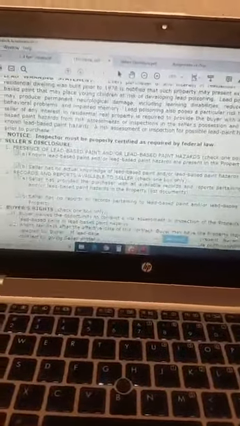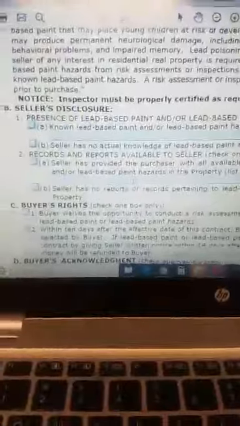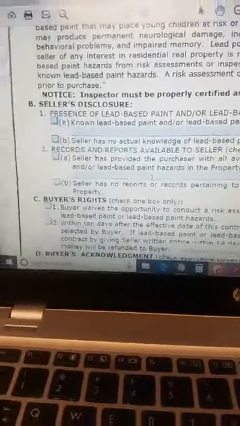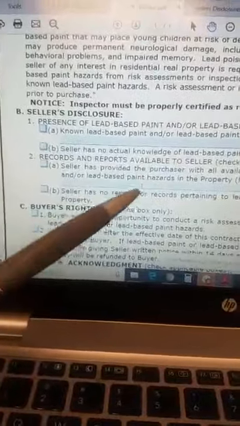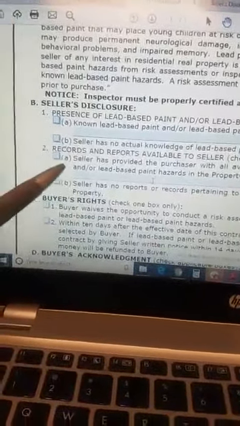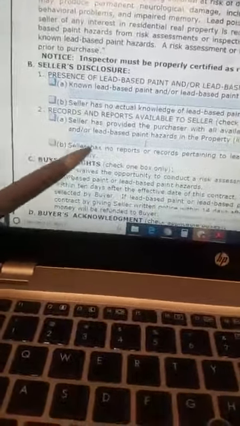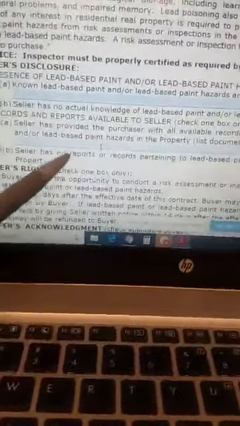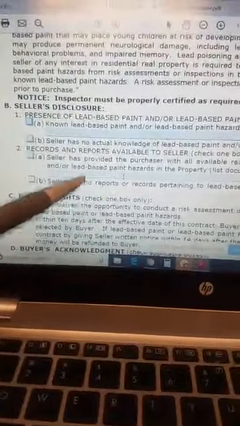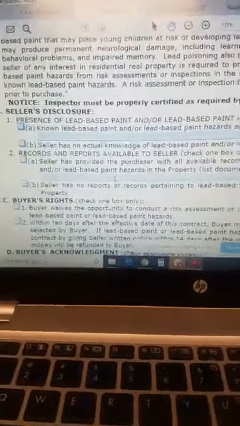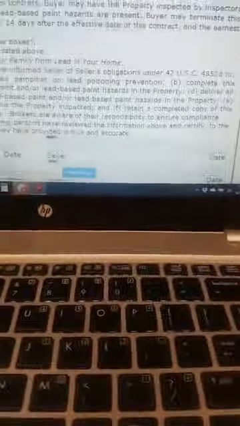So once you have the address there, you have to ask the seller 2 questions. Mr. Seller, do you have any knowledge of lead paint in the house? No. Okay, check. Mr. Seller, do you have any reports or records of lead paint in the house? No. Check. That's it. You're done. Go over here and you sign. Boom. Sign right there, Mr. Seller, and date it. Okay?